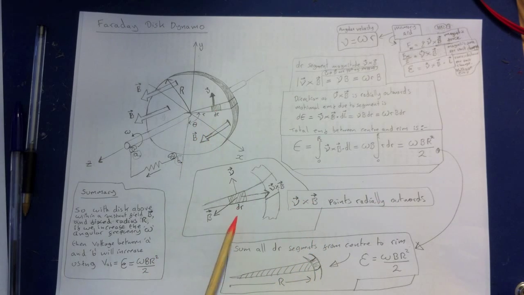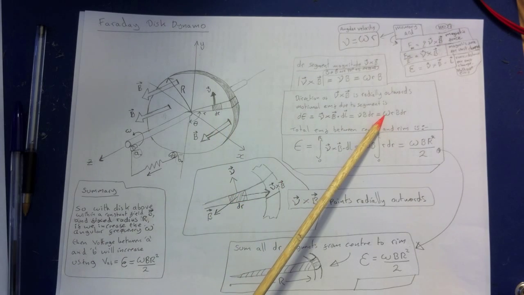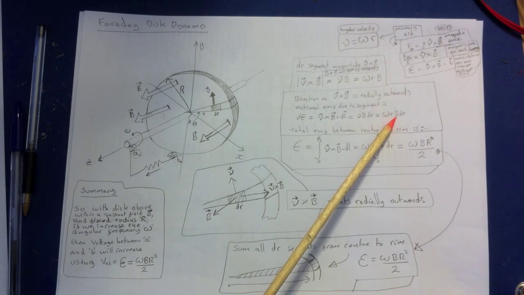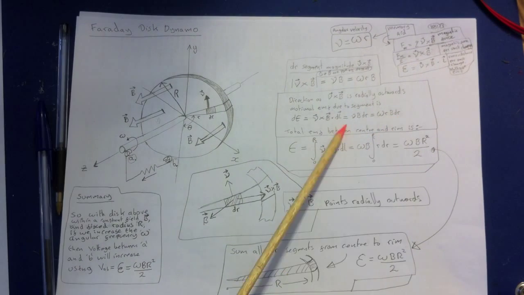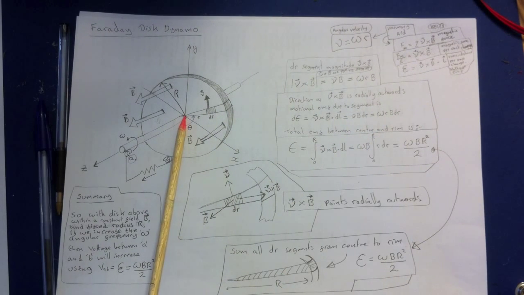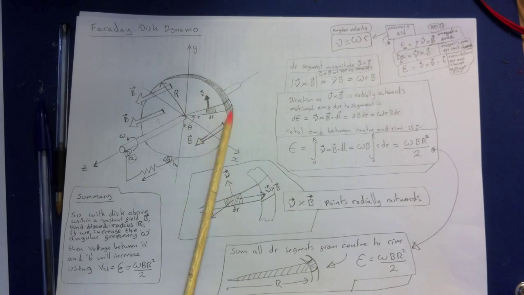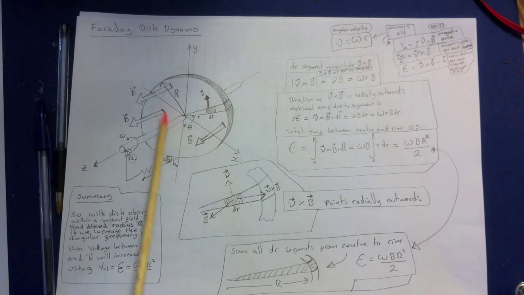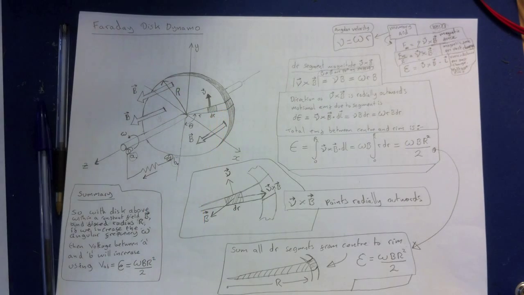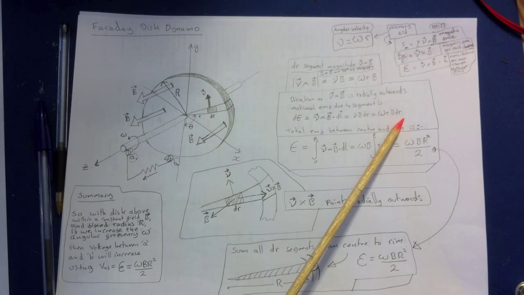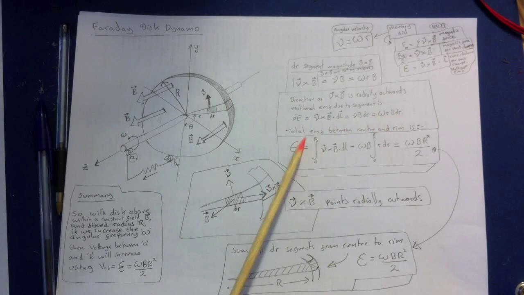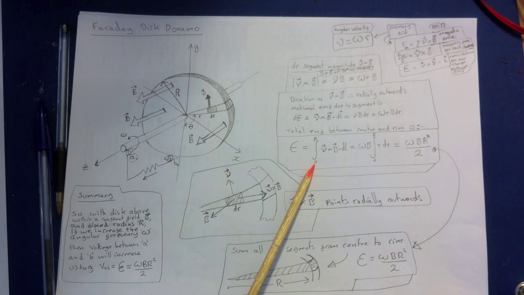So for this little segment, the motional EMF is given by dE equals v cross B dl, where dl this time is the little bit of dr. We end up with omega r, the magnitude of the magnetic field B, dr. We want the EMF from the centre of the circle to the rim itself. So from the centre of the circle, r is 0, and out here the radius of this disc is capital R. Remember we've got dr here, so we can just form the integral between 0 and R.